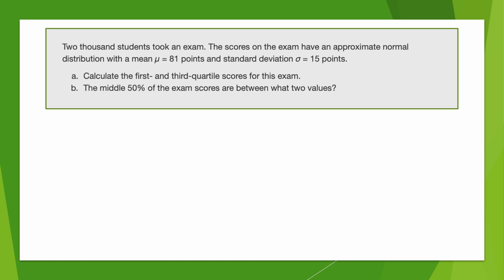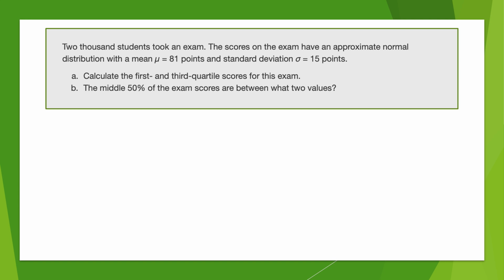2,000 students took an exam. The scores on the exam have an approximate normal distribution, which means use the normal curve and the z-scores and all that stuff, with a mean of 81 and a standard deviation of 15. Calculate the first and third quartile scores for this exam.